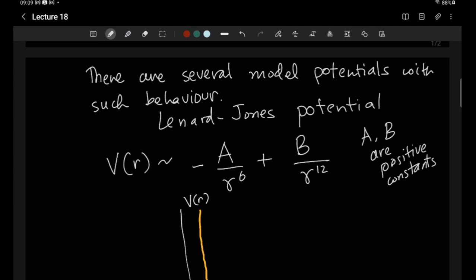I don't know exactly, but this is not the only potential. There are many other candidates, but this is very common. But there is some logic behind R power 6. R power 12, I don't remember, but R power 6 for sure. So we can look it up. Why don't you also look it up?